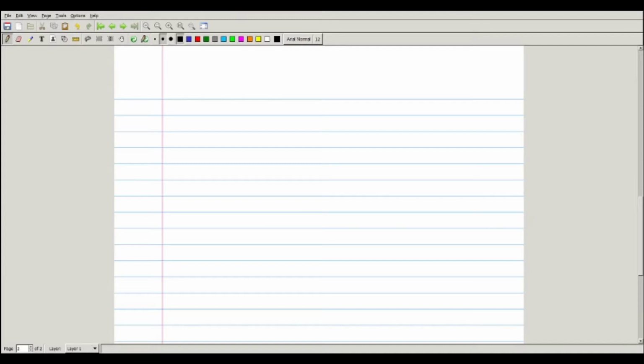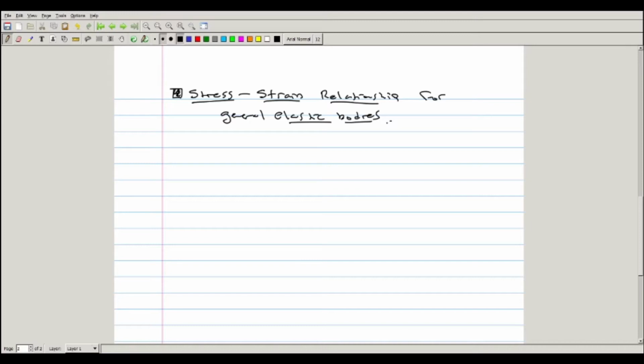And the next example that we'll look at is what are called stress-strain relations. The stress-strain relationship for general elastic bodies. You could think of an elastic body as like a three-dimensional beam, say, that you're using in constructing a bridge or constructing a building.